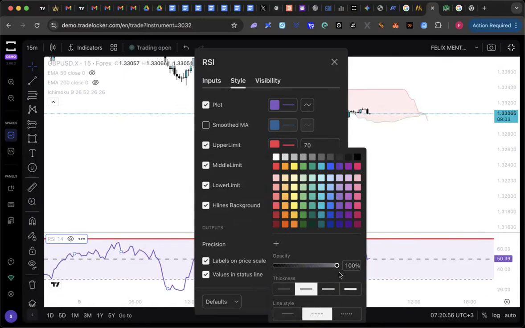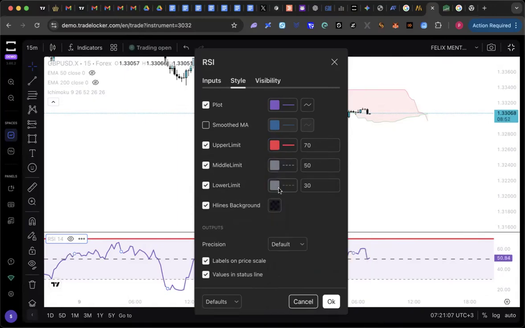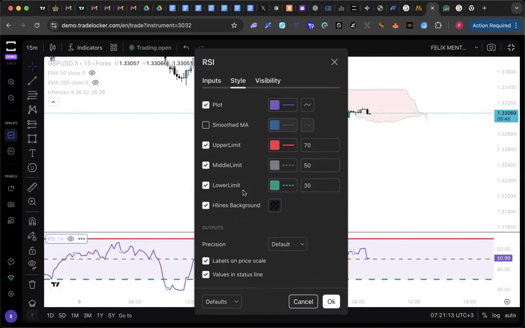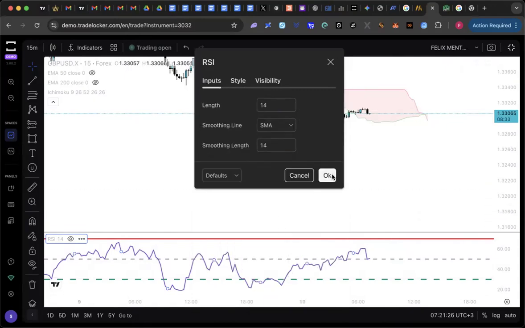And possibly, black is okay. You want to make this one green, and of course a bit thicker. You want to look at it, remove the background, and remove all of the settings. And then I think you're good to go.